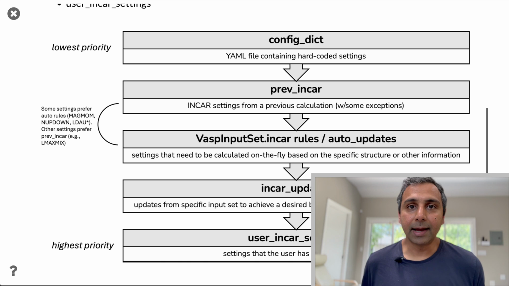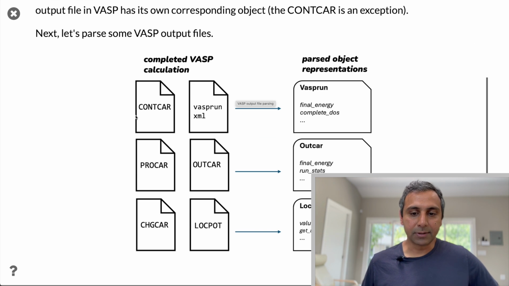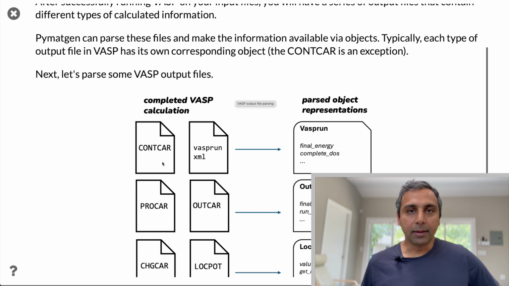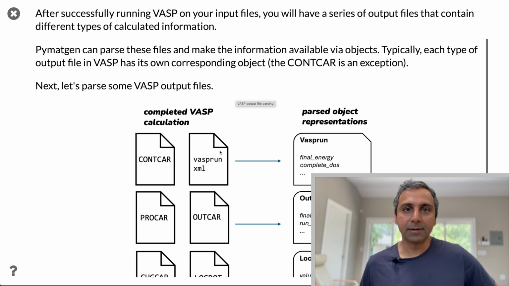Let's now shift to looking at the VASP outputs. Once we've created these input files, we can of course run VASP and perform the simulation, and then we'll have a series of output files that contain all the calculated information. Some of the output files are the CONTCAR file, the vasprun.xml, the OUTCAR, POTCAR, etc. The way that pymatgen typically handles this is that there is a mapping between each output file and an object that represents that output file. That object is in charge of parsing the information in that output file, as well as making different types of information available as attributes to the class.